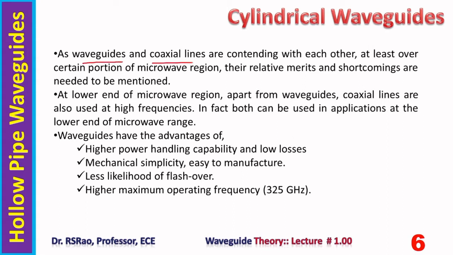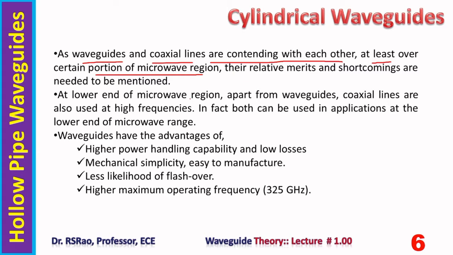Waveguides and coaxial lines are contending with each other, at least over a certain portion of the microwave region. Their relative merits and shortcomings need to be mentioned. Note, coaxial lines are also capable of carrying microwave signals, microwave frequencies, and waveguides as well. So both can be used most of the time. What are their relative merits and demerits?